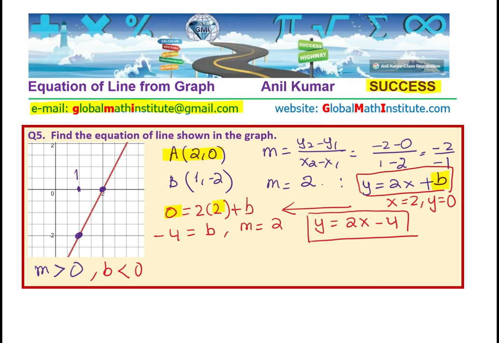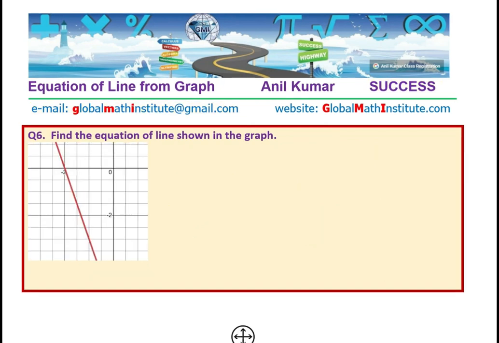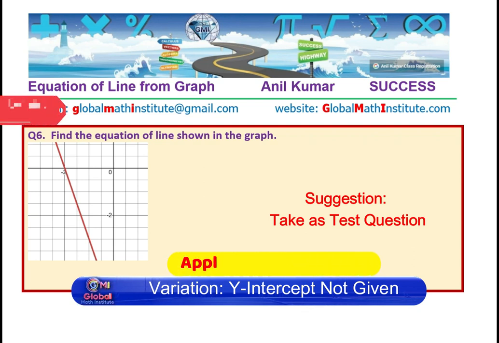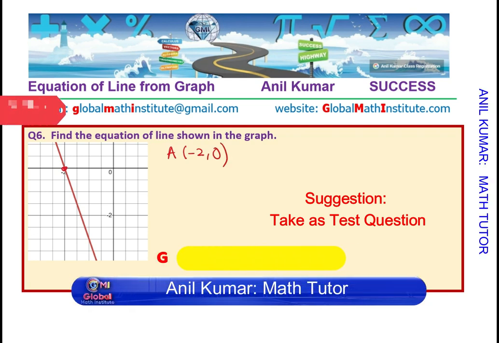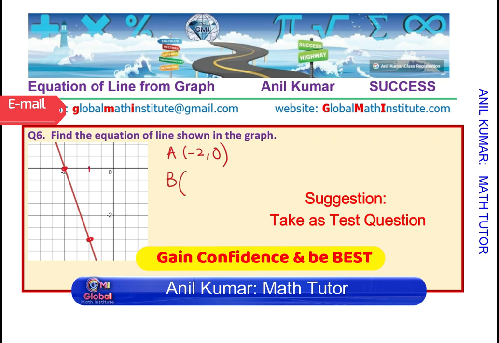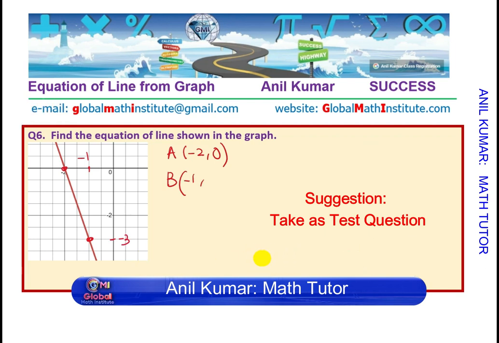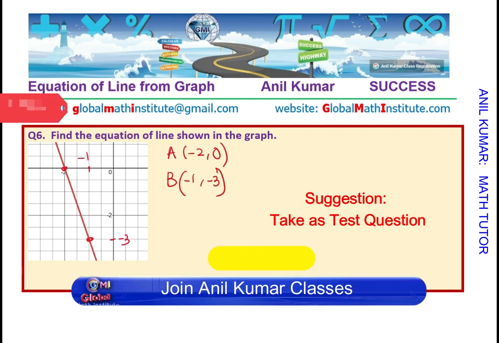Perfect. Last example for you, slightly difficult. I'd like you to now pause the video, answer this question, get the equation of this line. Okay, great. So, first step is to identify the 2 points. Here again, I will use the x-intercept as my first point, which is minus 2, 0. And the second point could be what? Well, this seems to be a good point for me, b, which is minus 1, and that is minus 3, right? So we get minus 1, minus 3 as our second point.